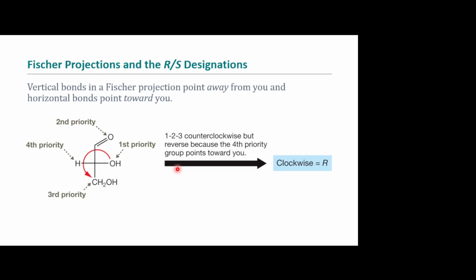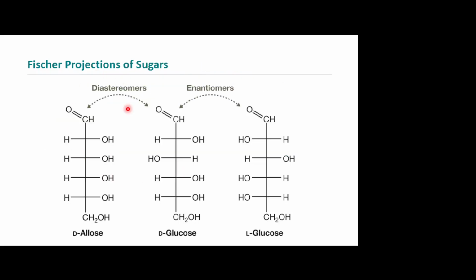Now, the vertical bonds in the Fischer projection are always going to point away from you. Horizontal bonds always point towards you. One of the things you have to remember is that in a Fischer projection, you always put the most oxidized carbon on the top. So the aldehyde or ketone always goes as far to the top as you can get, and then the alcohol always goes on the bottom. And that's why these always look similar, because you always orient that aldehyde or ketone.